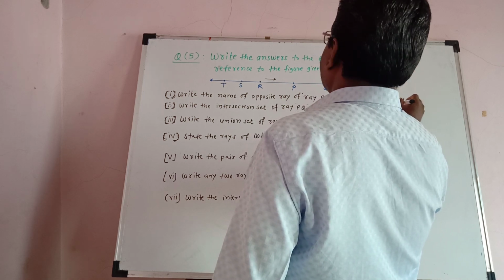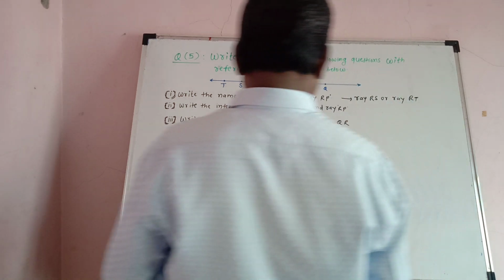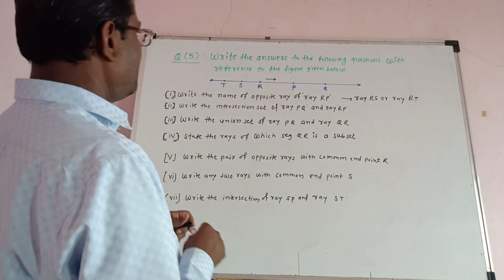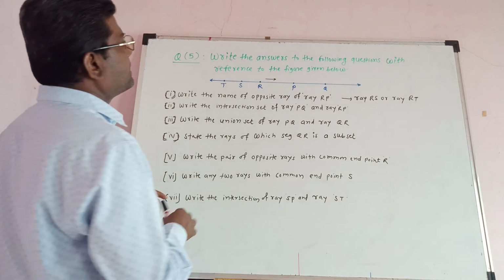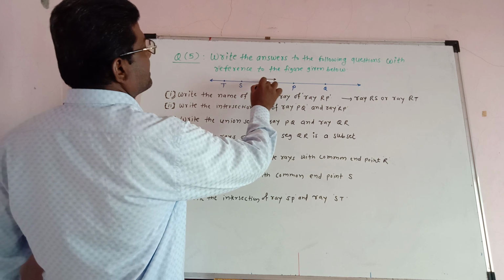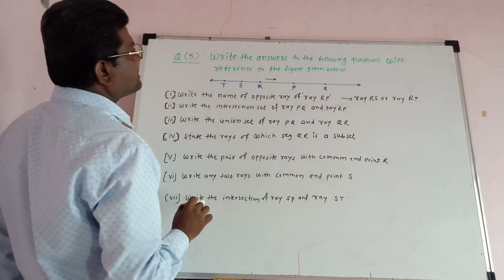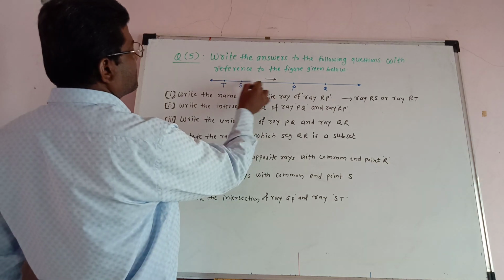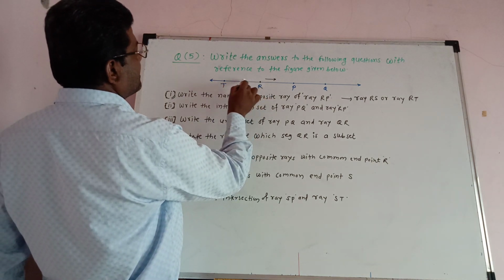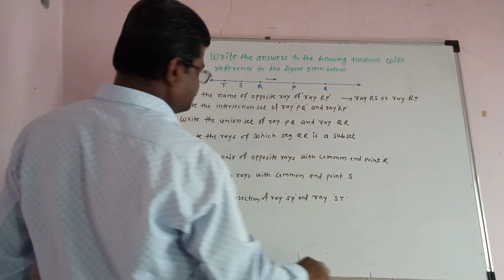or ray RT are the opposite rays of ray RP, because this ray's end point is R and this ray continues infinitely in this direction. So rays in opposite direction to that are ray RS and ray RT.